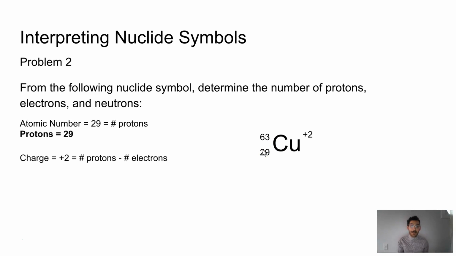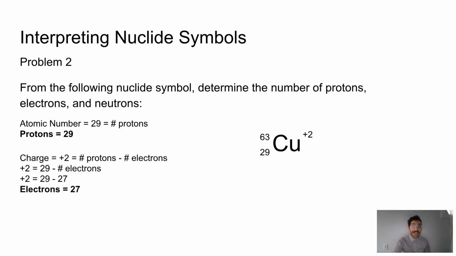Next, I can use the charge to figure out how many electrons there are. I know there's a +2 charge, and that's going to be equal to the protons minus the electrons. So I can do a little math, substituting in the 29 that I know. So +2 equals 29 minus something. 29 minus 27 will give me a +2. So I know there are 27 electrons.